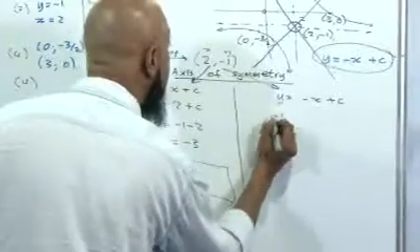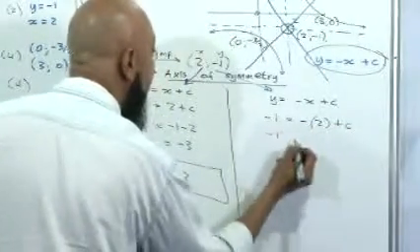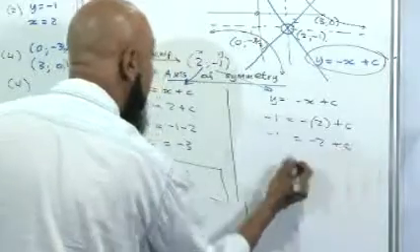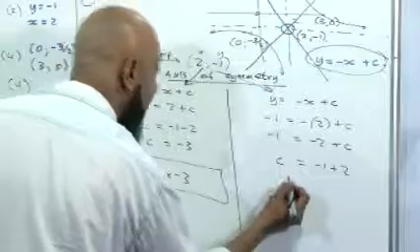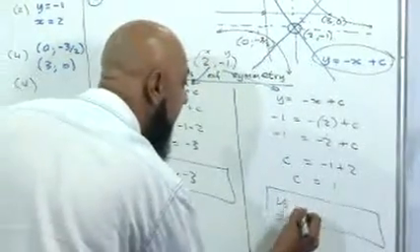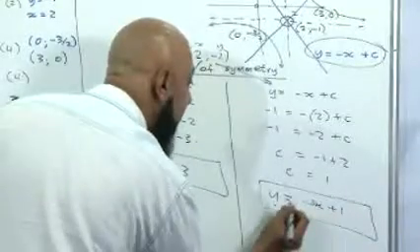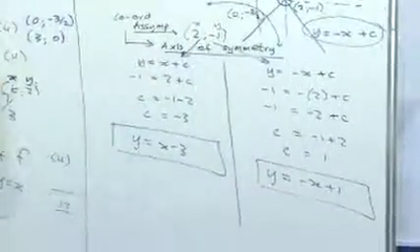Your second equation, minus 1 is equal to minus into 2 plus c. Minus 1 equals minus 2 plus c. C is equal to minus 1 plus 2. Remember, the minus 2 goes on the other side. C is equal to 1. Your second equation is y is equal to minus x plus 1. And guys, those are the two equations of our axis of symmetry.